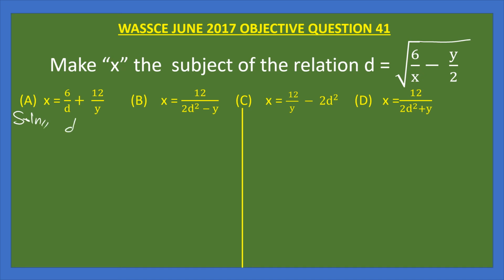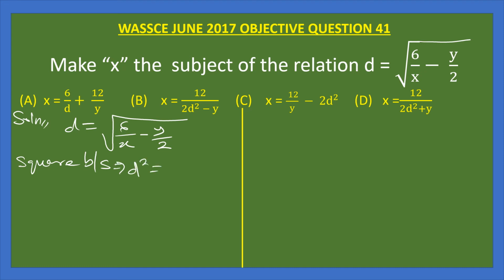They said D is equal to the square root of 6 over x minus y over 2. Now we square both sides in order to remove the square root sign. Squaring both sides, we now have that d squared is equal to what? 6 over x minus y over 2, raised to power half. Then they say square.